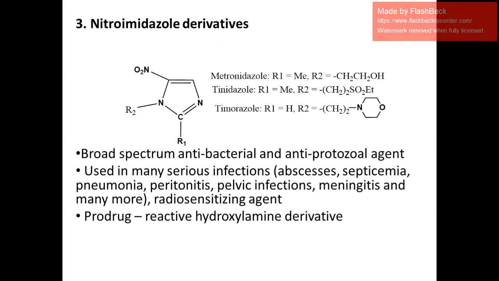The nitroimidazole derivatives are effective as luminal amebicides, as well as against systemic amoebiasis, both categories. The popular ones are metronidazole, tinidazole, and timorazole. So what are these drugs? These are broad spectrum antibacterial and antiprotozoal agents. They resemble antibiotics, but are more like sulfonamides.